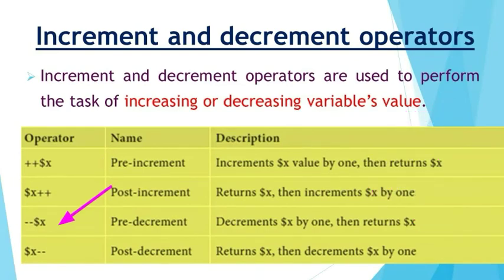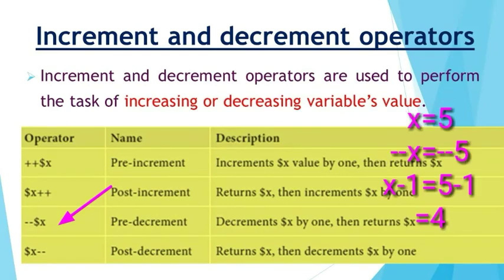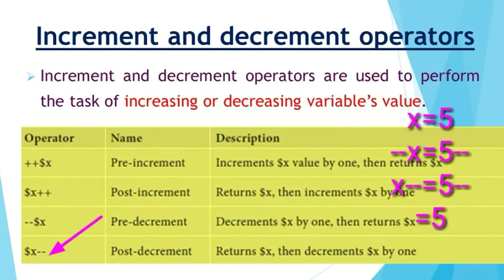Next, --x means first it will be decremented by 1. So 5 minus 1 is 4. Then it returns x, so the value of x is 4. And x-- means first it returns x, so 5 will be returned. And next, x will be decremented by 1.